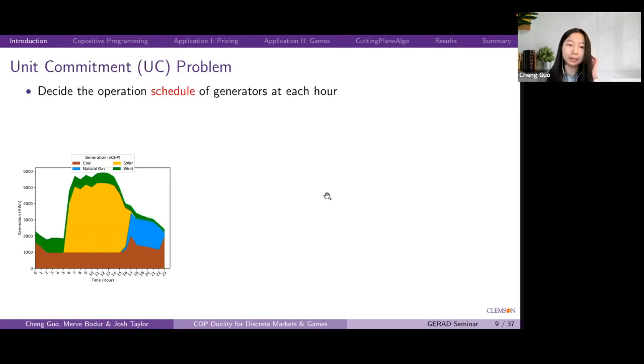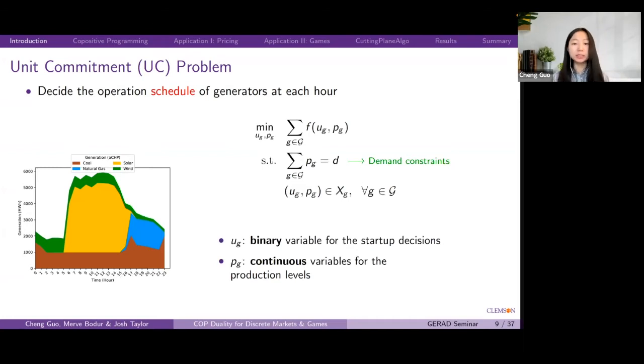And here is a simple example of the unit commitment problem, from which we derive the electricity prices. In the unit commitment problem, we want to decide the operation schedule of generators at each hour. Here is an example of the result from a unit commitment problem, where in each hour we are deciding how much production we have using each type of generator, including coal, natural gas, solar, and wind. In an abstract form, we are minimizing the total cost, and we have this demand constraint and also a bunch of other operational constraints. And we have both binary variables and continuous variables.